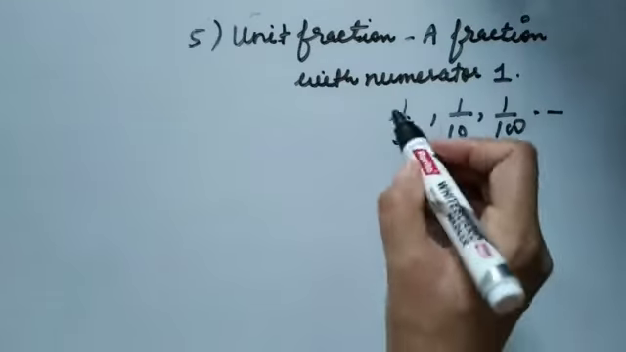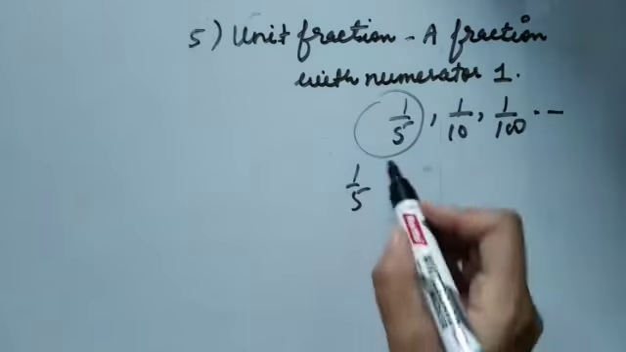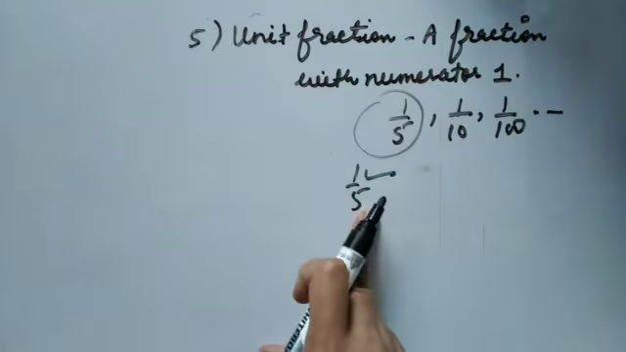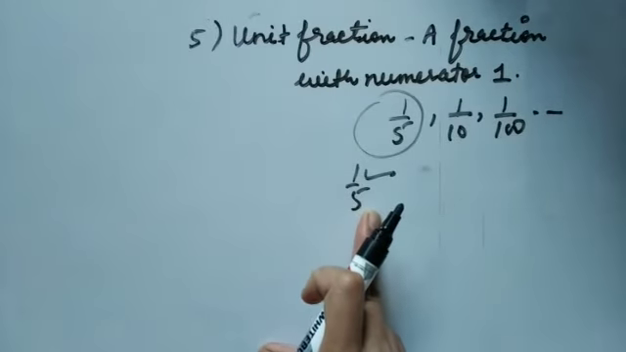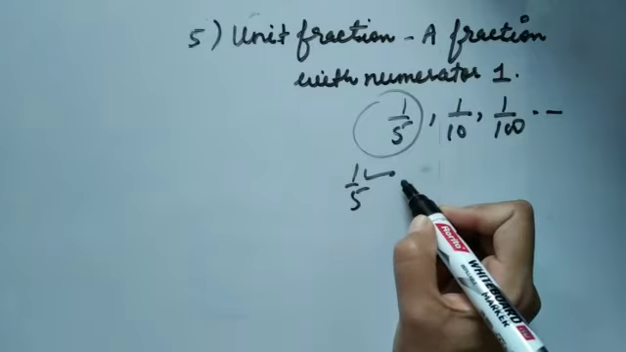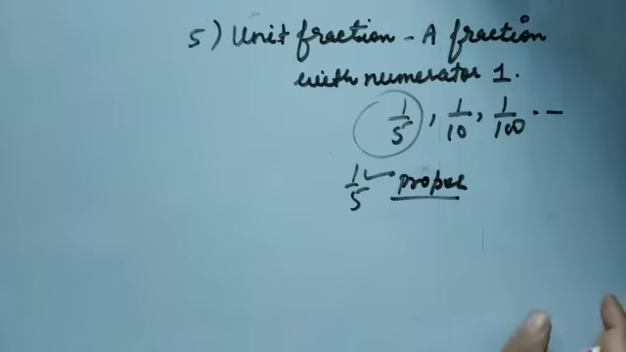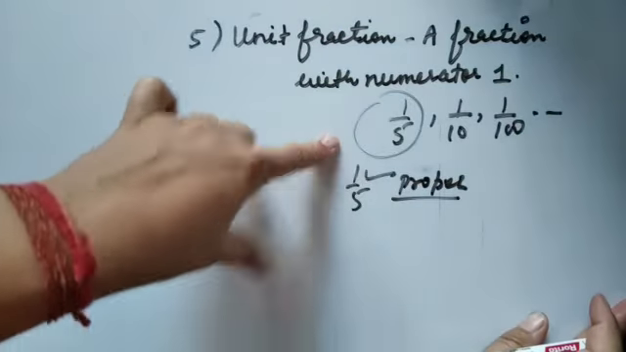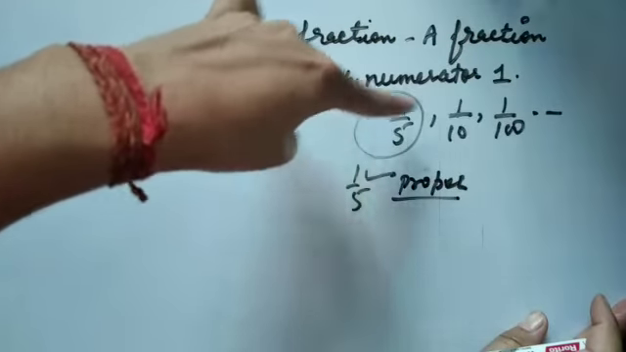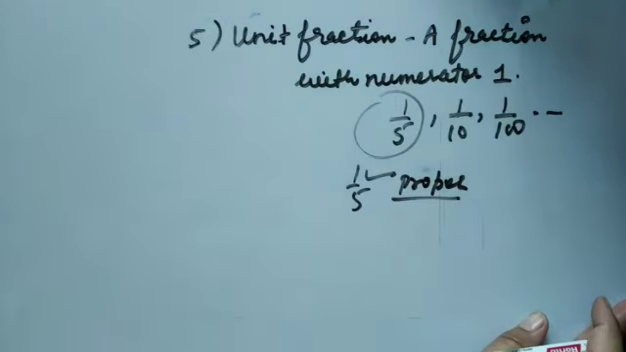Now earlier I have written 1 by 5 as a proper fraction because numerator is less than denominator. So it is proper also. Okay. Now 1 by 5 means numerator is 1. Here also numerator is 1. So you can see this is unit fraction.